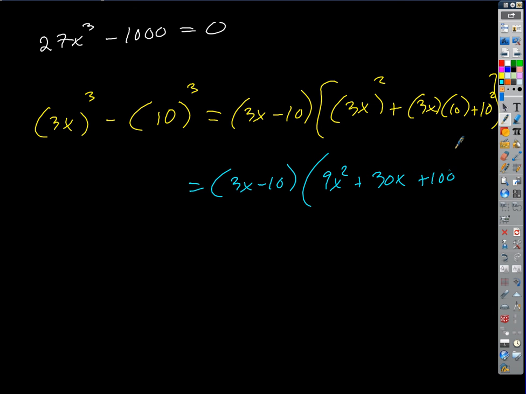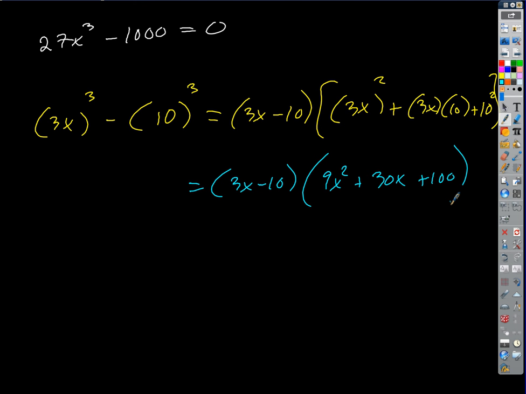Wait, but shouldn't there be parentheses around the 27x cubed up there, at the very start? No, I don't need parentheses there because the 27 is being multiplied by the x cubed. But in order for us to factor this, we have to be able to rewrite that first term as the quantity something cubed, and the quantity is 3x. What would I cube to get the term 27x cubed? I would cube the quantity 3x.